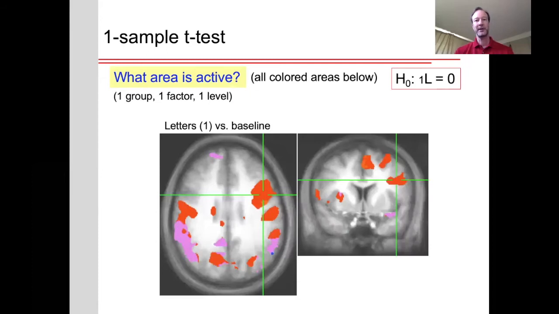So the first question we could ask is, what areas of the brain are active? That is, for example, during the single letter condition. This is an analysis with one group, one factor, one level, where the null hypothesis is that the amplitude of the single letter condition is 0. We can reject the null hypothesis in the colored areas that are shown here.